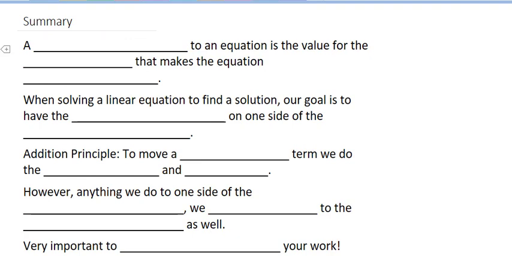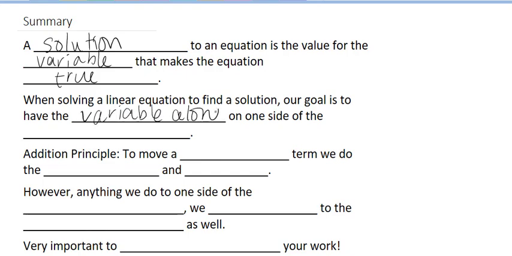So a solution to an equation is the value for the variable that makes the equation true. When solving a linear equation to find a solution, our goal is to have the variable alone on one side of the equal sign.